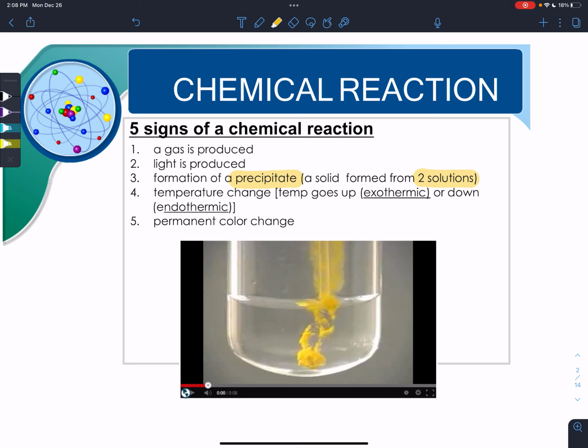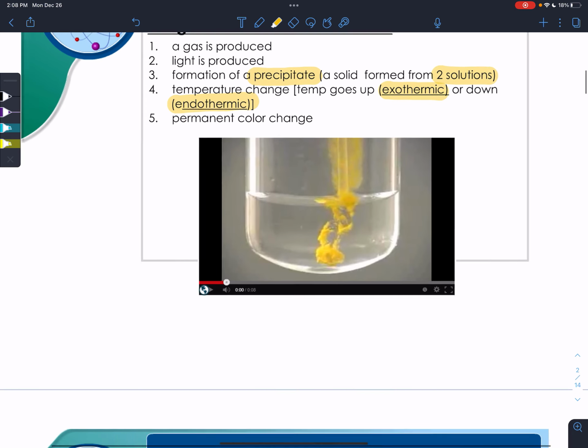You could have a temperature change. If your temperature goes up, it is releasing heat, and therefore it is exothermic. If your temperature goes down, it is gaining heat, and therefore it is endothermic. Or some sort of permanent color change. All of those would be examples of chemical reactions.